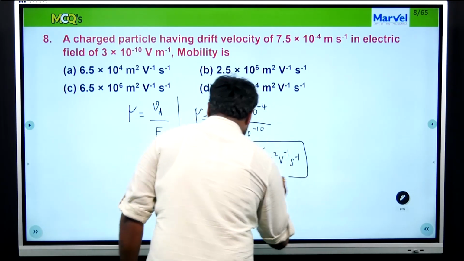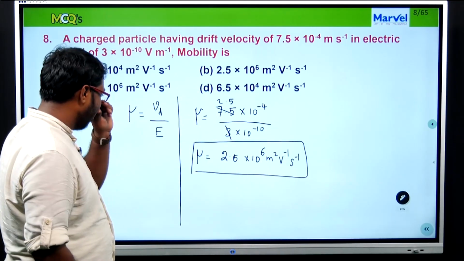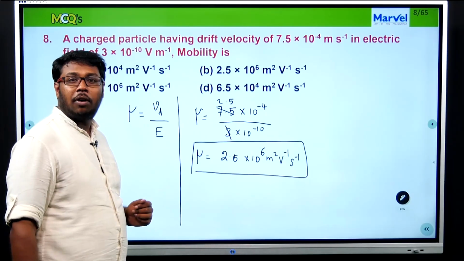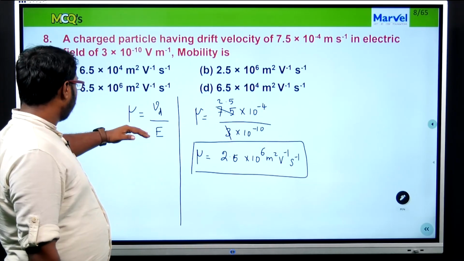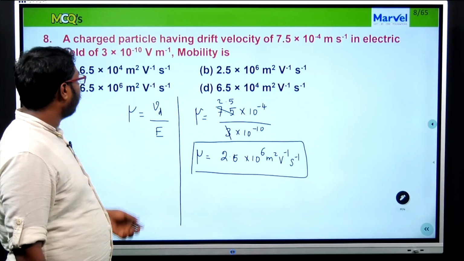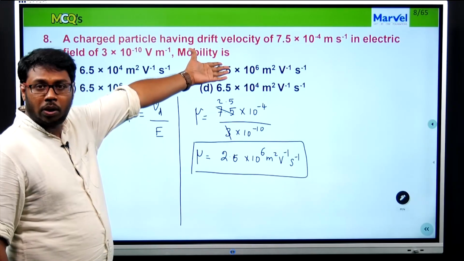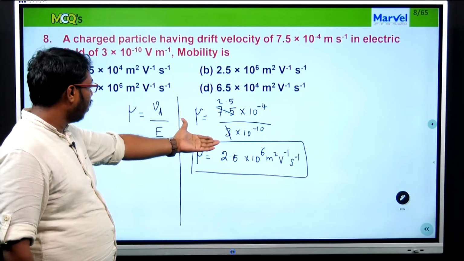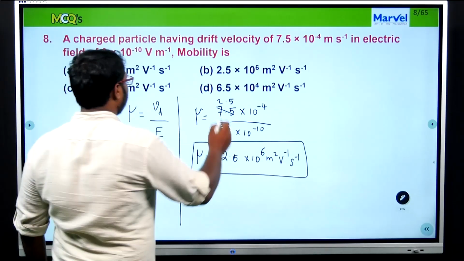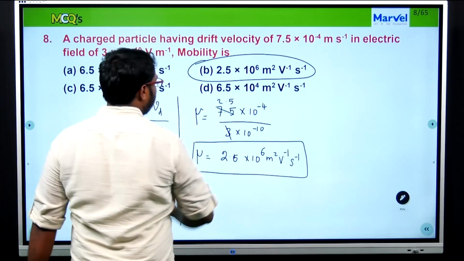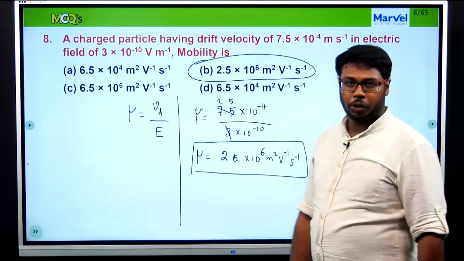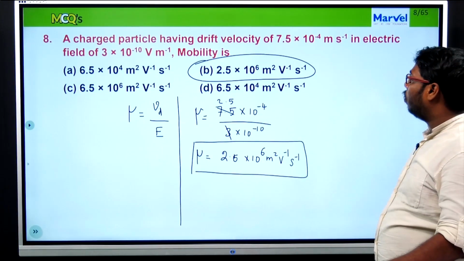So this is the expression for the mobility that we are searching for. It's a straightforward question. First I wrote the formula, and both the quantities involved are directly given to us in the question, so I'll just plug them in and do the calculation. Option B is your answer for this. Okay, now we move to the next one.